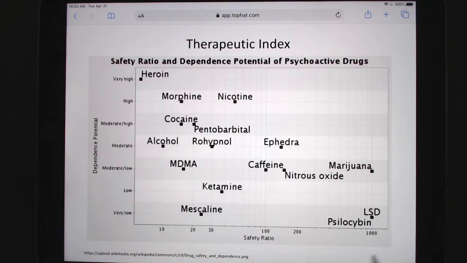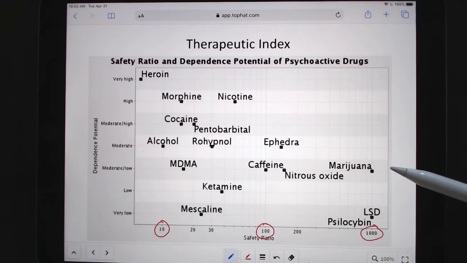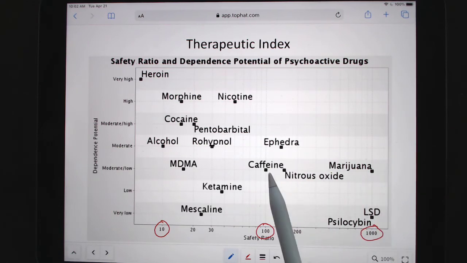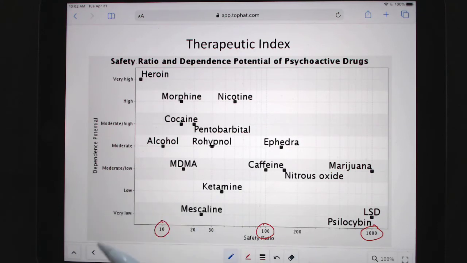If you look at the therapeutic index for a bunch of different psychoactive drugs, you can see, and notice, this is a logarithmic scale. Marijuana, for example, the likelihood of you dying of smoking too many joints is pretty low. It's ten times safer than caffeine, stuff like that. And even ecstasy and cocaine, things like that. But if you notice the dependence potential here, these are low, these are high.